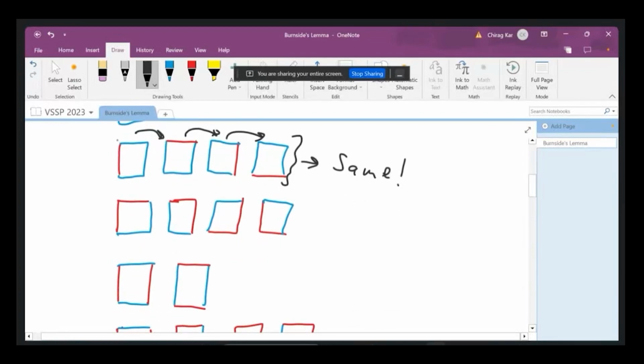So for example, if I start from this one, then we start off with this coloring. We can rotate it 90 degrees to get this coloring. If we rotate it 180 degrees, we get this coloring. And if we rotate it to this one over here, this is basically a 270-degree rotation. I hope you can all see that.